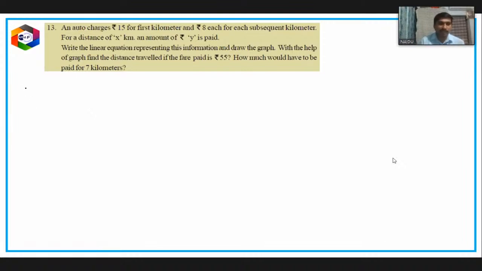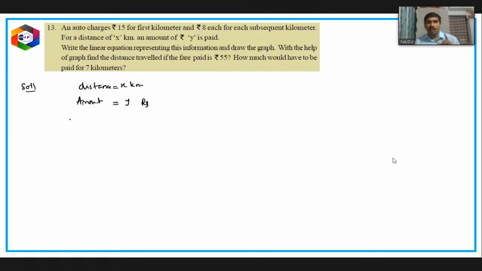Here, the two variables are given. So distance is equal to x kilometers, and the amount paid is equal to y rupees. Something like this I am writing. So distance is x kilometers, amount is y. Now, based on this information, we have to develop a linear equation.